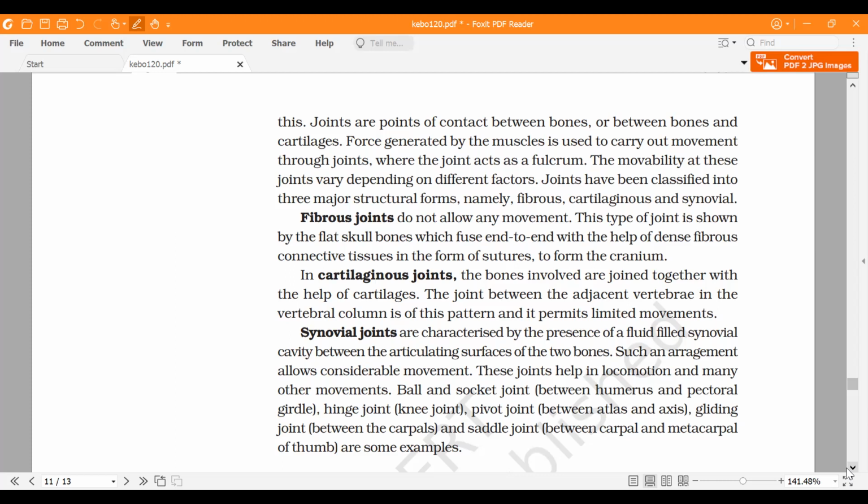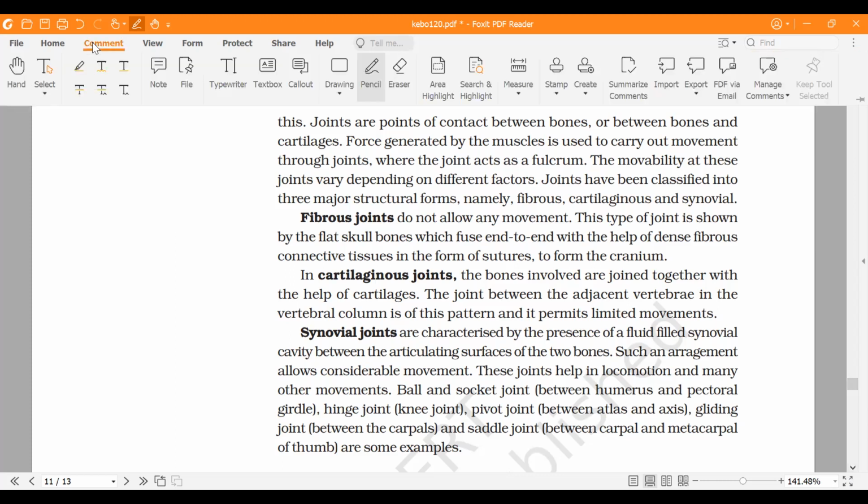As you know, when the bones are in contact with one another, that is where the joints are formed. And usually, when the bones are in contact, there is cartilage in between. Normally, what we in Gujarati call ગાદી (cushion). So that is where cartilage is.